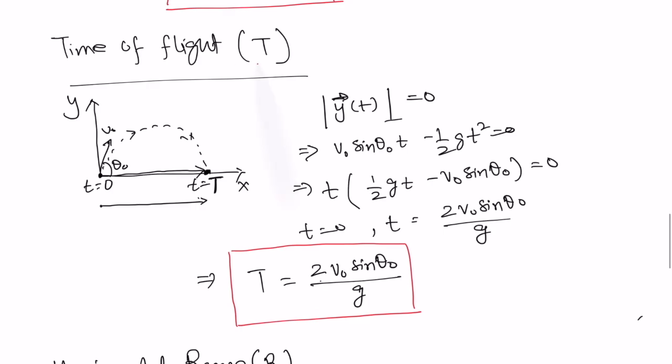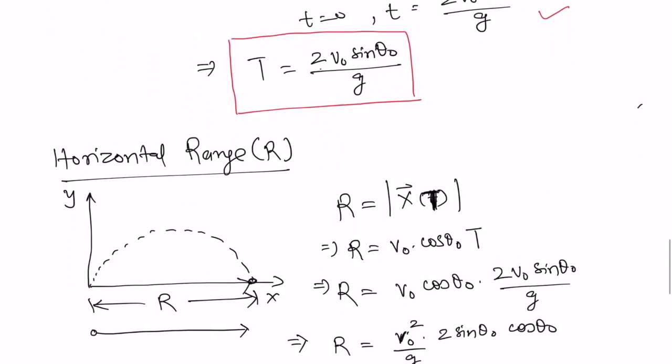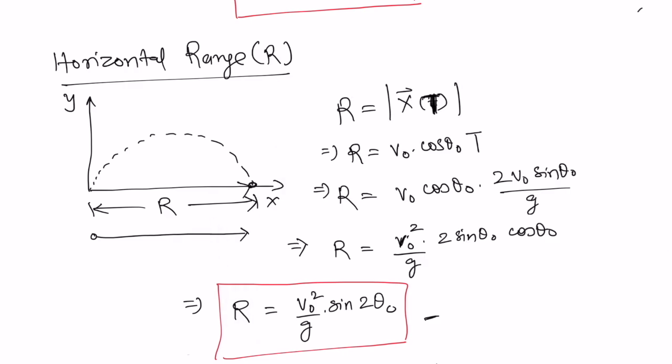Then we calculated the expression for time of flight by observing that when time is equal to time of flight, the y component of the position vector is 0. Its magnitude is 0. So the value of that time is 2 v naught sin theta naught by g. Then we calculated horizontal range by observing that when the object reaches its ultimate point on the x-axis, the horizontal range at that point is nothing but the magnitude of the x component of the position vector. We solved this by substituting the value of time of flight, because time of flight is the amount of time that has elapsed. And using that, we calculated the expression for maximum range.